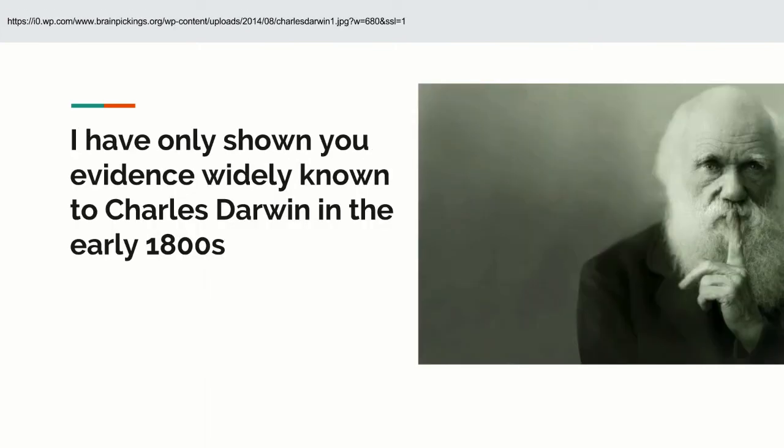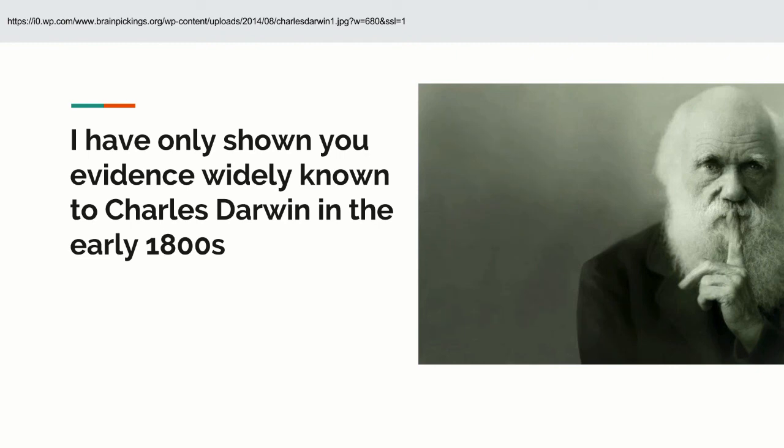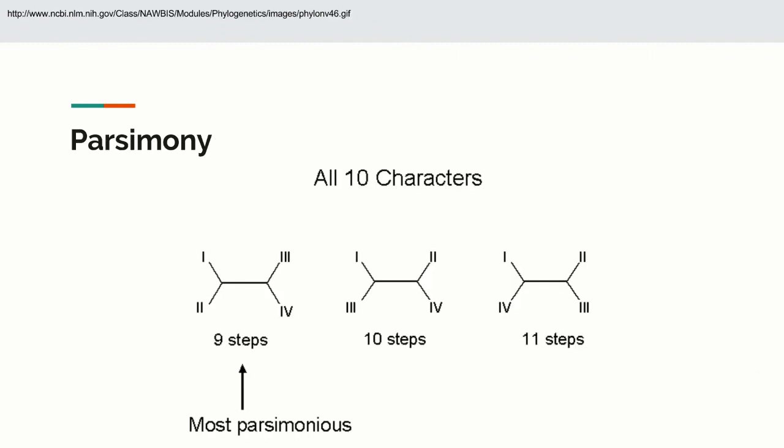So all of these things here were known to Darwin in the 1800s. I have said nothing that was groundbreakingly new and that people in the 1800s didn't know. What made him famous is he put it all together and said, there's too many coincidences for it to be a bunch of coincidences, because in science we follow parsimony. And parsimony is the simplest answer wins.